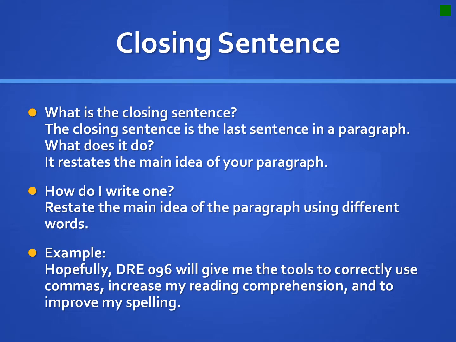Next, you have your closing sentence, which is the last sentence of the paragraph. What is the closing sentence? It is the last sentence of a paragraph. What does it do? It restates the main idea of your paragraph. How do I write a closing sentence? You write the closing sentence by restating the main idea of the paragraph using different words. So you gave your main idea or your topic sentence in the beginning of the paragraph. Now you need to wrap up your paragraph by restating that main idea in different words.